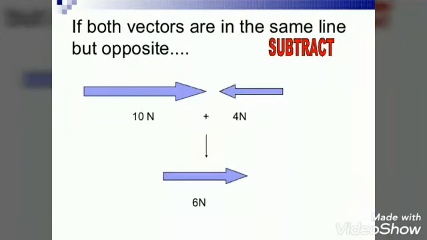So next one is we are subtracting the vectors. The bigger one is 10 Newton and the opposite vector is acting in the opposite direction. It is 4 Newton. The net value is 6 Newton. So the net value will be in the direction of the bigger value.